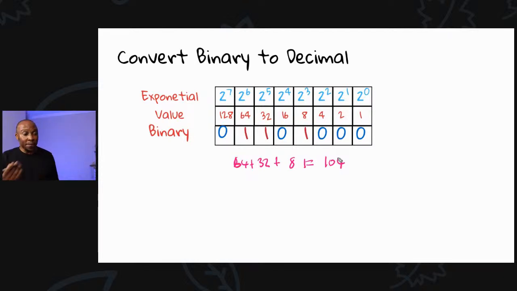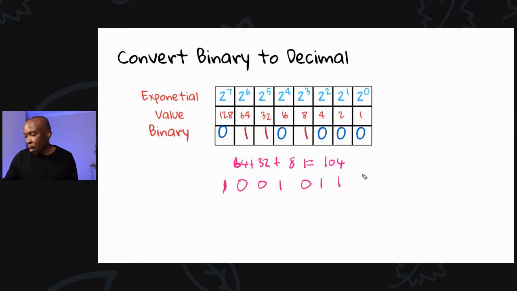So let's try a different number. And I want you to take a piece of paper, give it a shot, and see if we are on the same page. All right, so I want us to convert this binary value into decimal: 1 0 0 1 0 1 1 0. I'm going to give you 30 seconds to try and convert 10010110 into decimal.